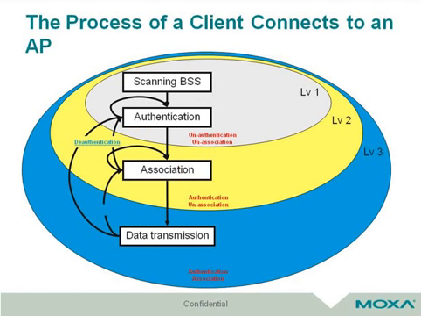Next, we are going to introduce how a client connects to an AP. When a client is going to connect to an AP, there are three steps. First, it will scan the BSS to get the AP list and find an AP that it would like to connect to. Then it will start authentication with the AP to establish the wireless connection. When it finishes, the client is connected to the AP already.